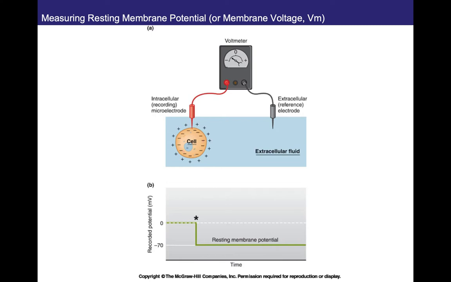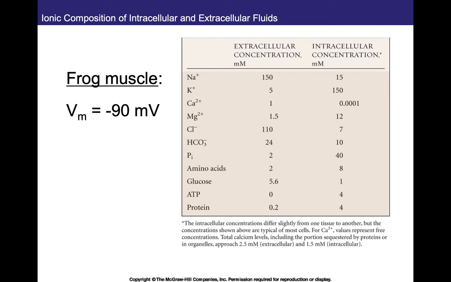Okay, so now we know that every cell in your body has a resting membrane potential. So get this. Every cell in your body has a negative resting membrane potential. Usually it ranges between minus 100 and minus 20 millivolts. So muscle cells are very hyperpolarized. You don't know that formally yet. That just means it's very negative, hyperpolarized at minus 90 millivolts. Red blood cells, more like minus 20 millivolts. Okay, so that's pretty much the range.